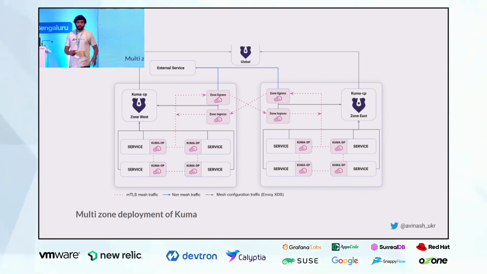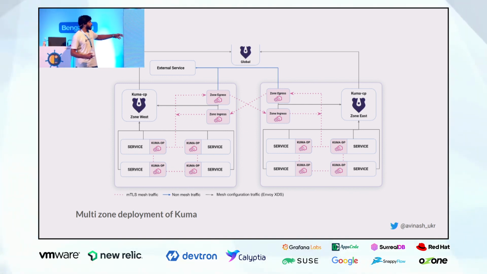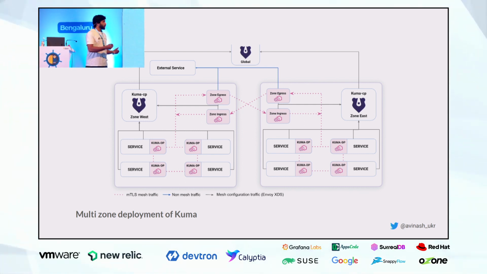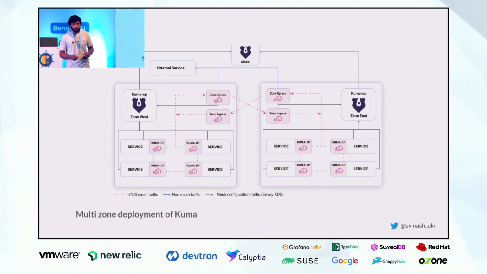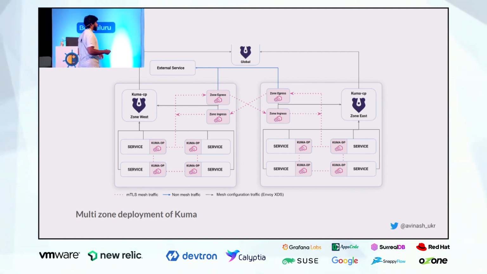As an administrator, you talk to the global control plane that communicates all of the configuration changes to the zonal control planes. And these zonal control planes then proxy the configuration to the data planes in their respective zones. So this way you simplify your service mesh that is spread across multiple clusters and multiple cloud providers. You don't really have to worry about how your network is set up and a lot of other details that you'll typically have to care about.